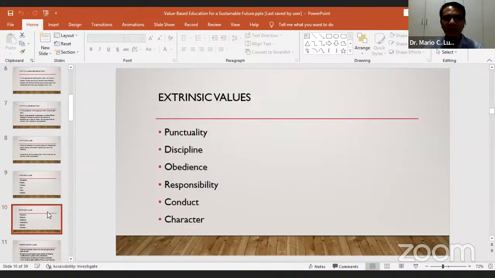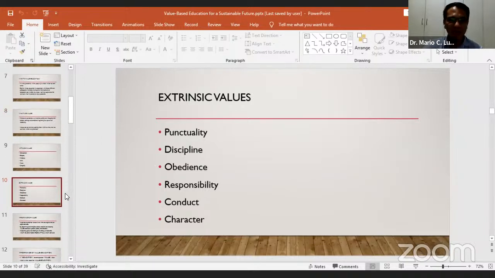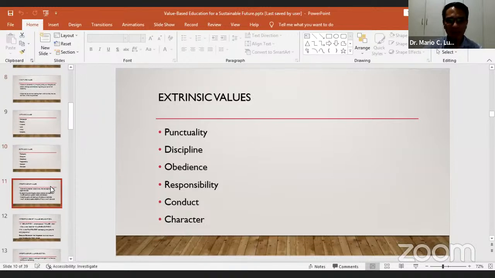And what are examples of extrinsic values? This could be punctuality, discipline, obedience, responsibility, or conduct, or character. For example, when we have a meeting, we value punctuality. That is an extrinsic value, because if you are not punctual in attending meetings or submitting requirements, there might be demerits, deductions, or penalties. Discipline, the rules that we follow. Of course, being obedient to our superior. So those are examples of extrinsic and intrinsic values.